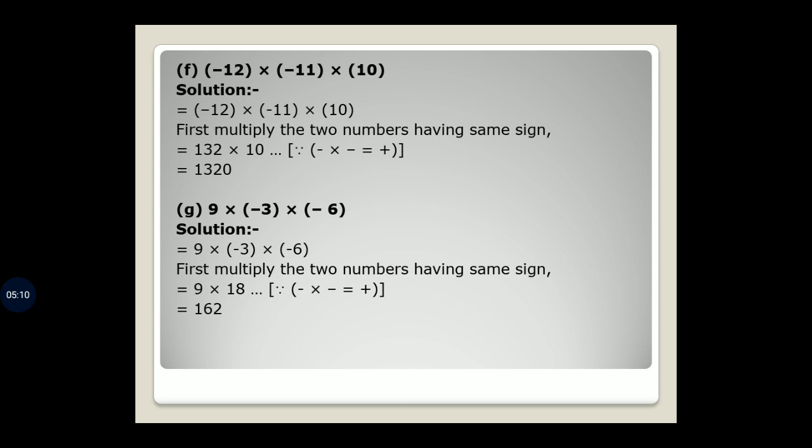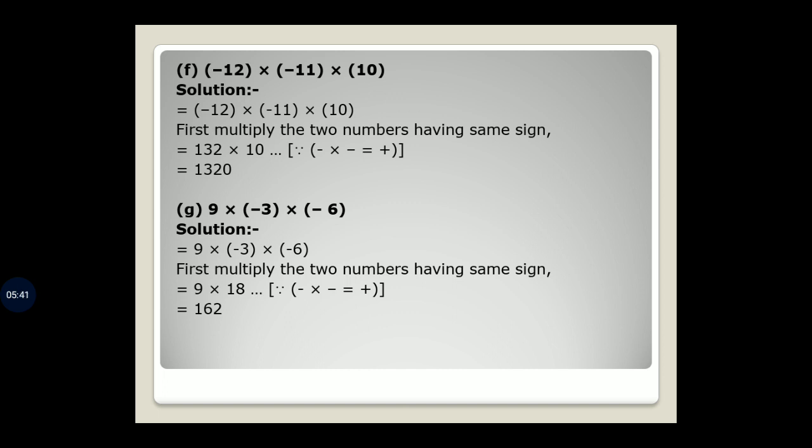Minus 12 into minus 11 into 10. Solution for this problem is minus 12 into minus 11 into 10. First multiply the two numbers having the same sign. That is minus 12 into minus 11. If you multiply, we get 132. Now multiply 132 into 10. That is 1320. Let us move on to the next problem, that is 9 into minus 3 into minus 6.